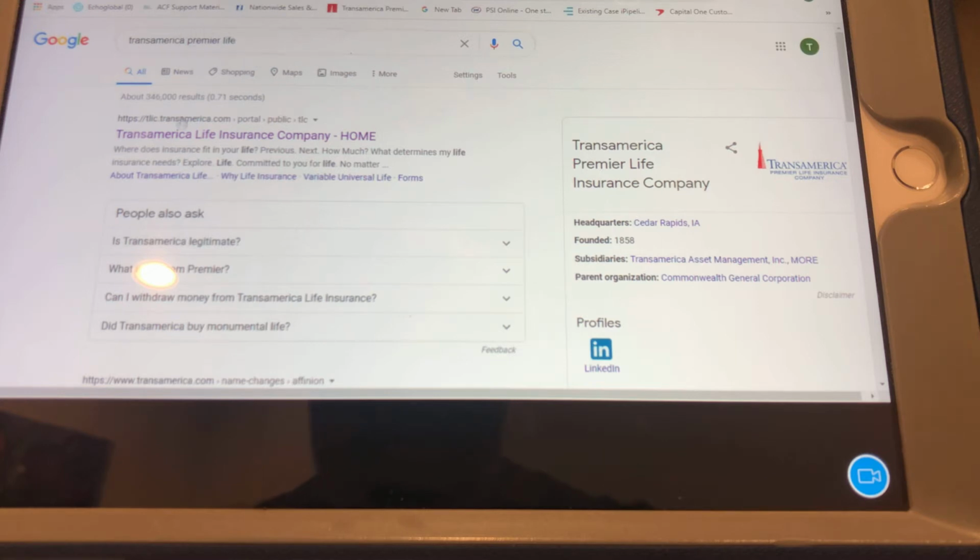I type that in there, and then, of course, you can click it. I already have it pulled up, though. But that's what you do. You type that in there. As you're doing it, go through this with me. I want you guys to do this.